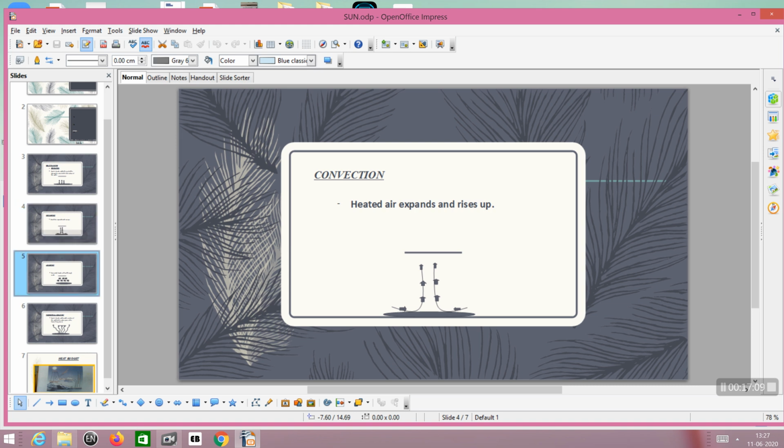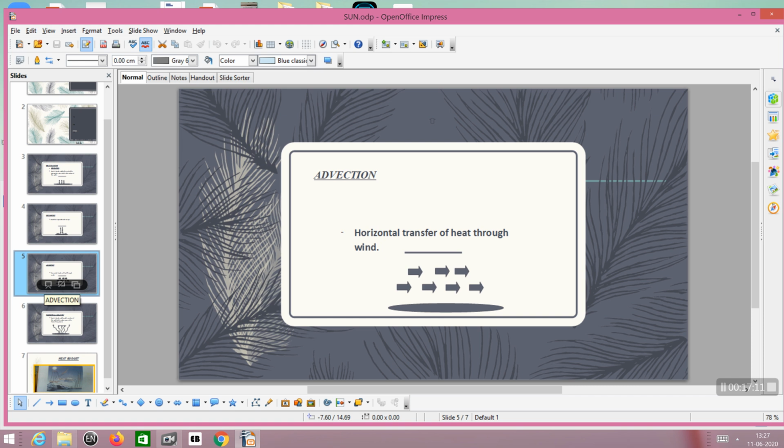Then the third one, advection. It is the horizontal transfer of heat through wind. This heat transfer is possible through the wind. That is the horizontal transfer of heat.